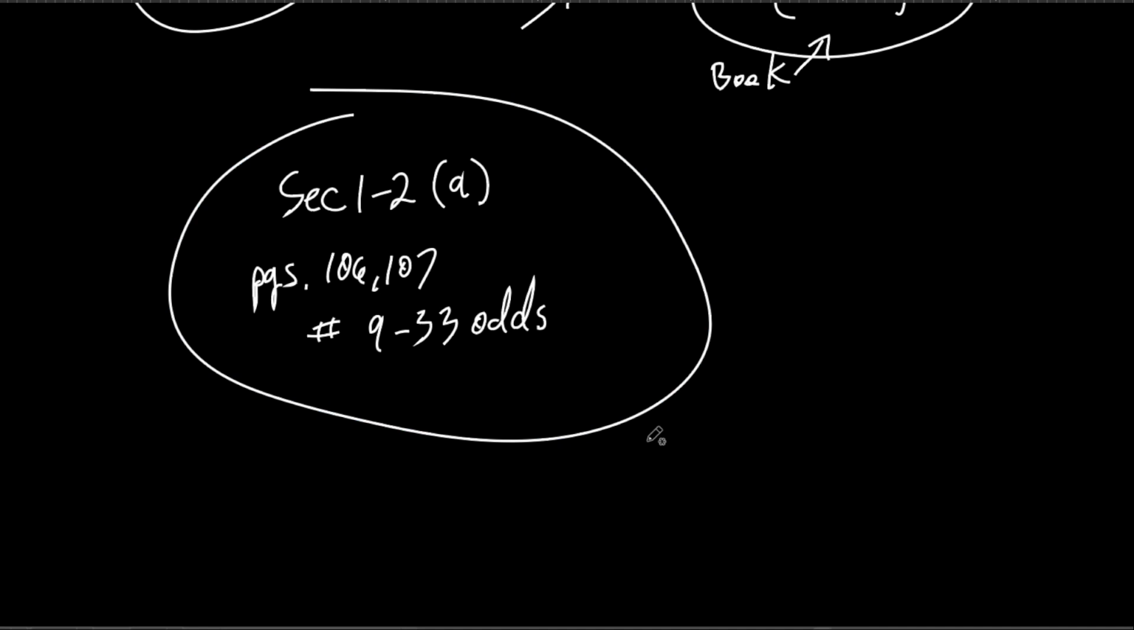All right. So that's your homework. Some of you may have finished some of these already, so you just have a handful to do. Some of you, you're going to have to do all of them because you didn't try any last night. All right. So there you go. 9 to 33, just the odds. And you should be able to do all of them right now.